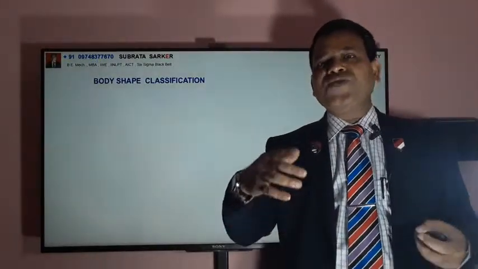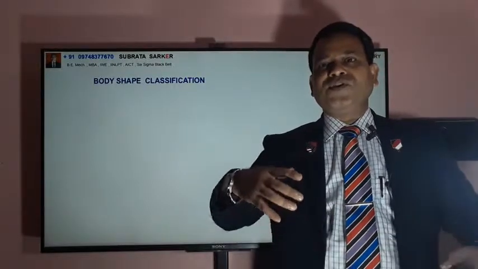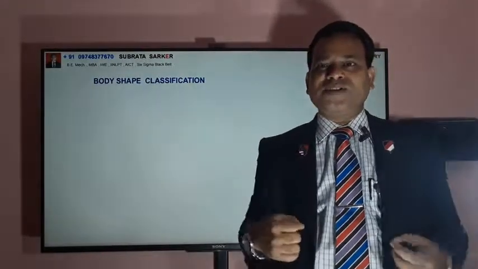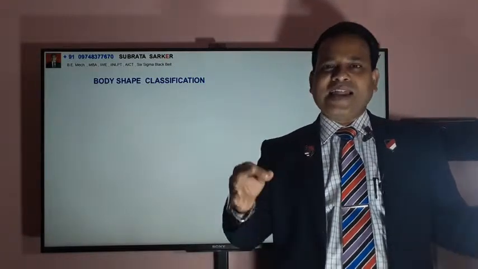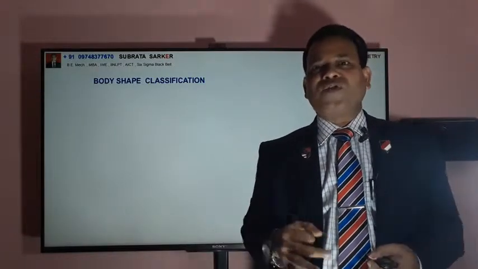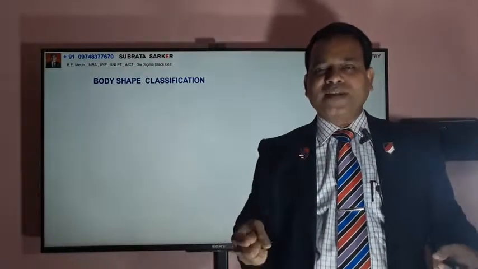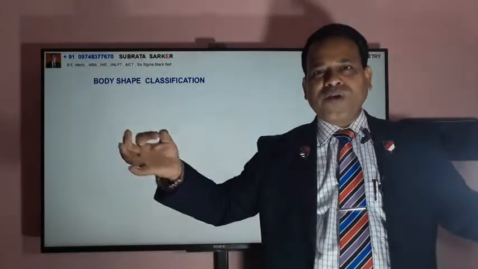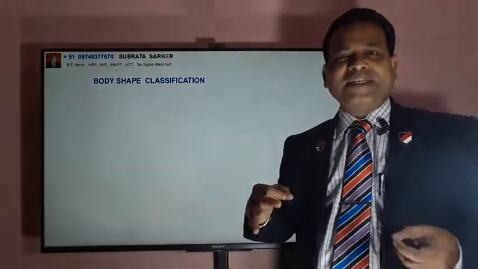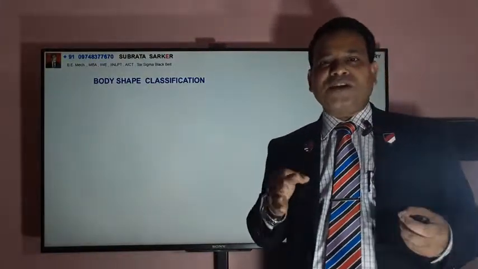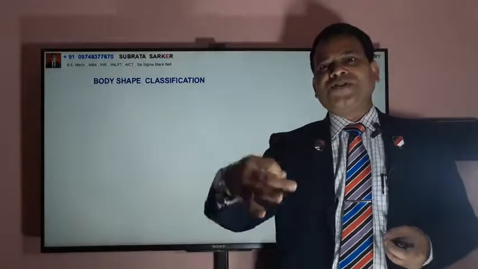One is called endomorph. Those are fatness and roundness body actually, those who are used to call the bulky actually. And the second class of the body is called the mesomorph, a prominent muscular body. There are people who, without even going into the gym, have a muscular structure in the body. So this is called mesomorph body structure in anthropometry terms.